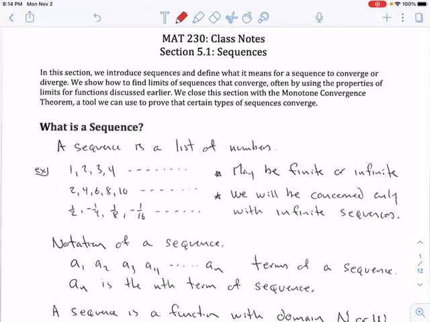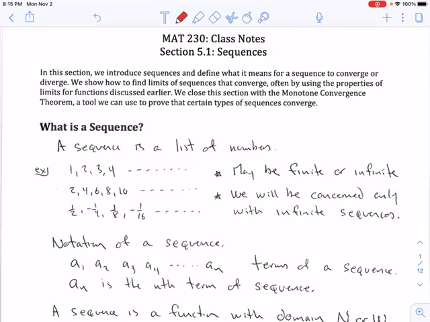So let's get started. First of all, what is a sequence? A sequence, very simply, is a list of numbers. So I gave a few examples here. The list of 1, 2, 3, 4, on and on and on is a sequence. 2, 4, 6, 8, 10 is a sequence. 1/2, -1/4, 1/8, -1/16, on and on are sequences. So those are all lists of numbers.